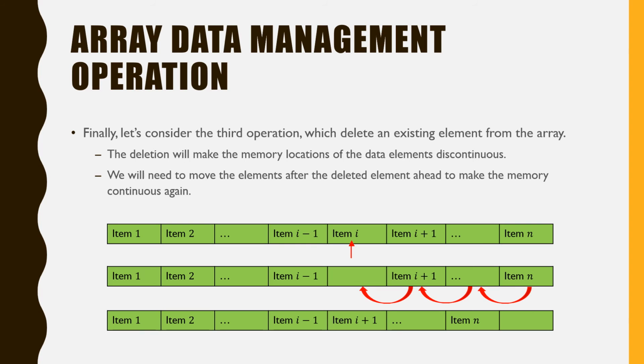To eliminate the hole, we simply move all data blocks after the hole one block ahead. That is, item I+1 will be moved to the Ith block, item I+2 will be moved to the I+1th block, and so on. After the move, we will again have the data stored continuously.